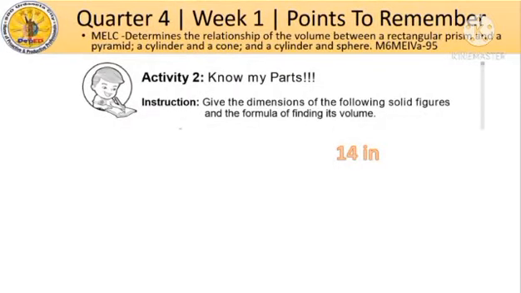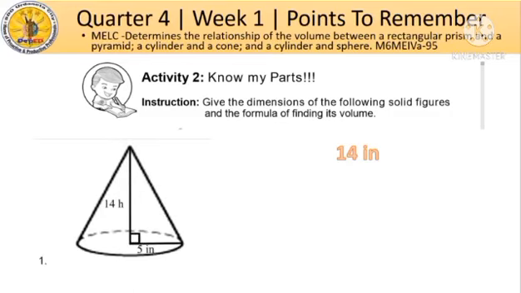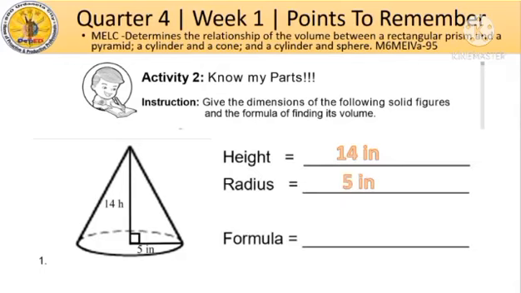For activity number 2 on page 2, which is entitled Know My Parts, we will just write the dimensions of the solid figures on the space provided. Let's have an example. For number 1, the height is 14 inches and the radius is 5 inches. In finding the volume of this cone, we use the formula: volume is equal to pi times radius squared times height divided by 3. Excellent!